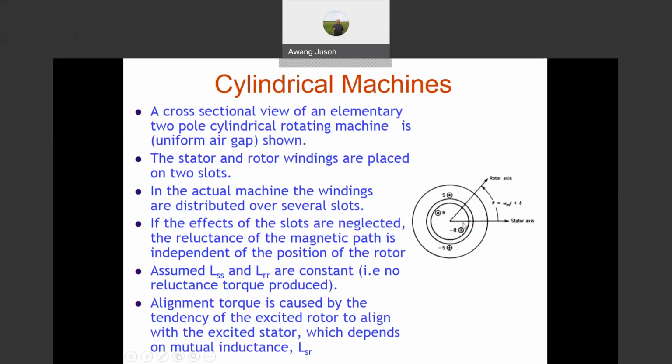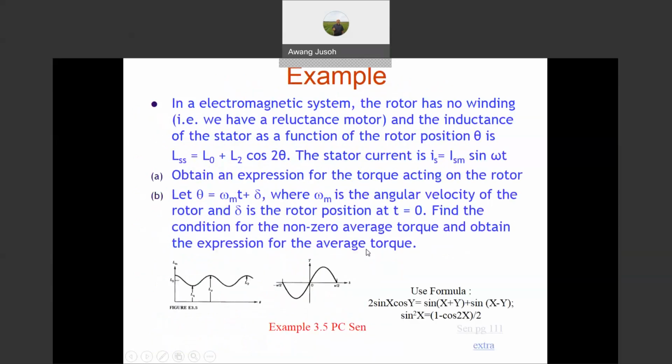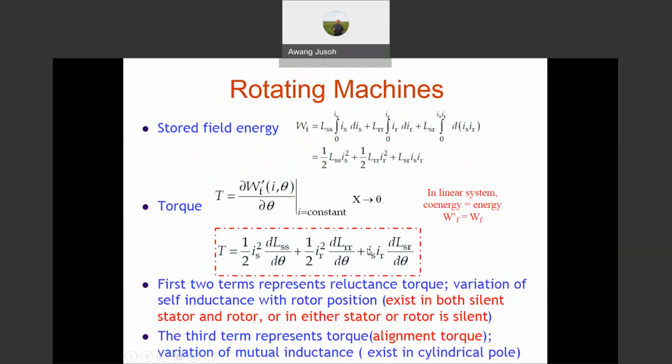If you see this structure, whenever the rotor position changes, the air gap is uniform and fixed, right? That means whenever theta changes, dLSS and dLRR will be 0. So LSS and LRR will not be affected by the changing of theta. We have fixed LSS and LRR. Basically, in this kind of machine, the torque will be given by the third part. So in order to find the torque in the cylindrical machine, we just use torque equals IS IR dLSR over d theta.